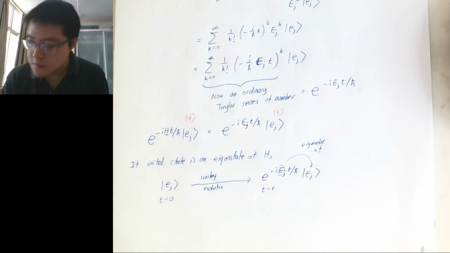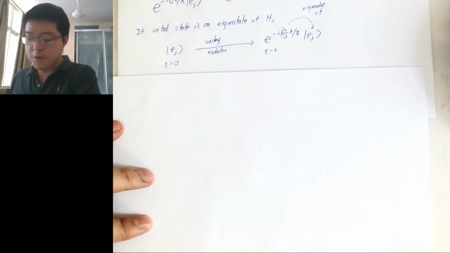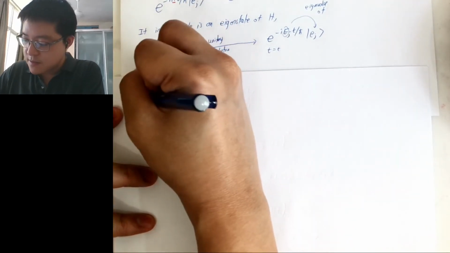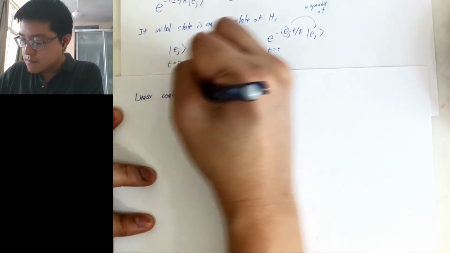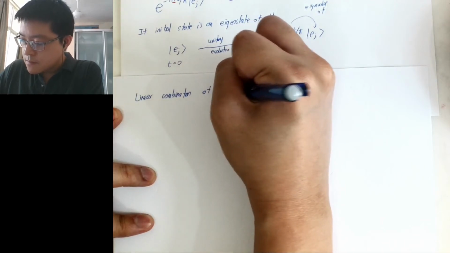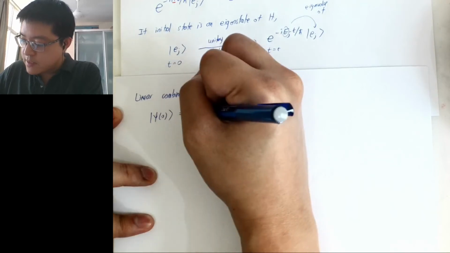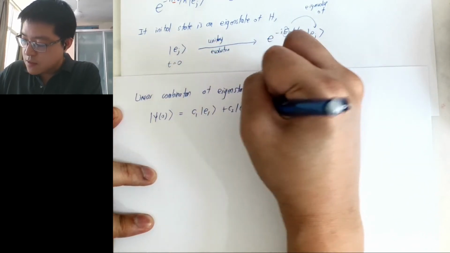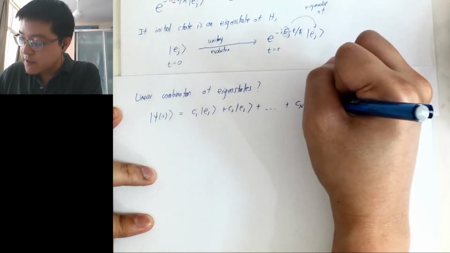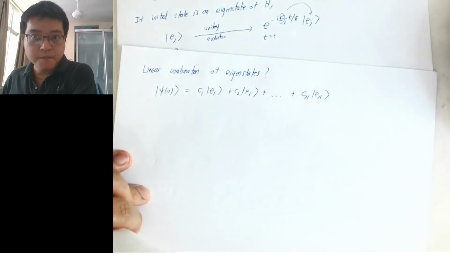Okay, so now we are ready to get a more general result. If it's just one state, then yes. Then what if it's a linear combination of eigenstates? Then the same thing works. Let's say my initial state at time 0 is C1 eigenstate 1 plus C2 eigenstate 2, and I don't know how many. Could be n, in fact it could be infinity, depending on your initial state of the system.